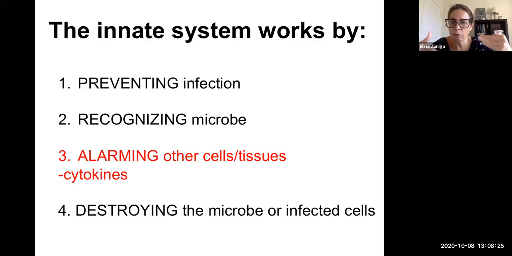So IKK will activate NF-kappa B, TBK1 will activate IRF transcription factors. And these transcription factors will then promote the transcription of cytokines and chemokines that will alarm and destroy. NF-kappa B will promote the activation of what we call pro-inflammatory cytokines and chemokines, including IL-1, IL-6, TNF-alpha, and IRF will promote the transcription of interferons that we will see in the next slides how they act. Okay, so any question about that?